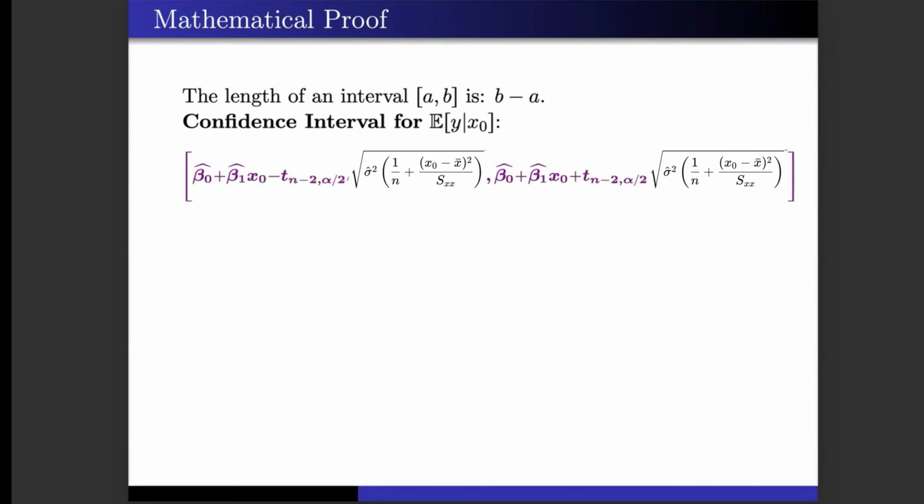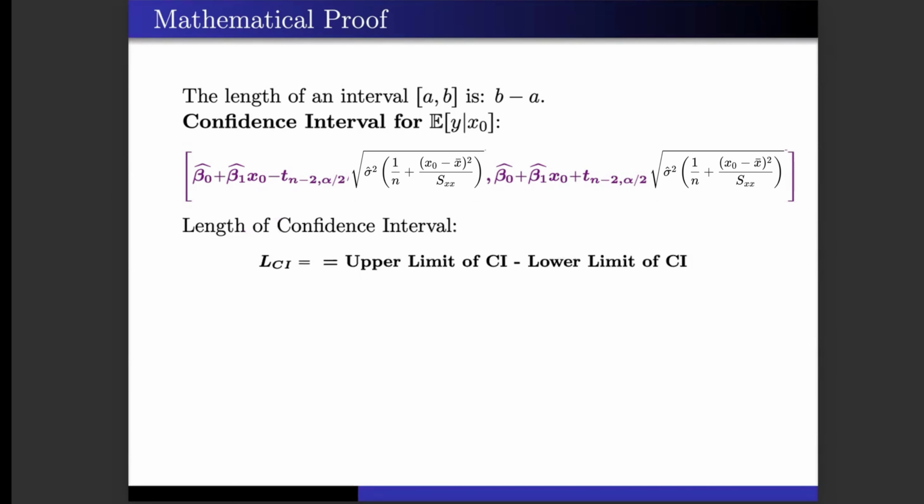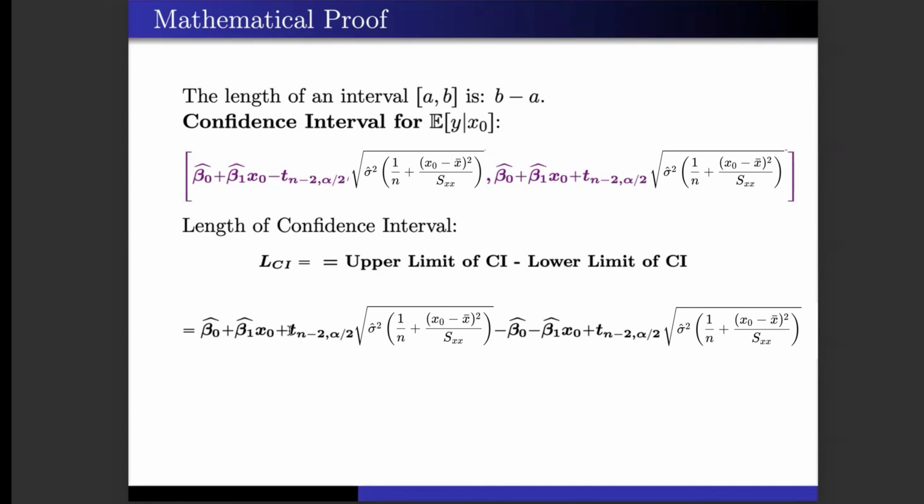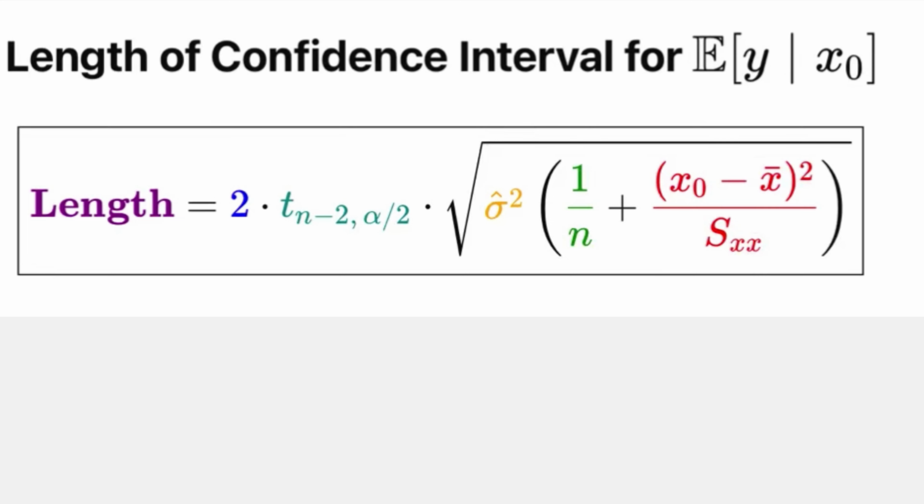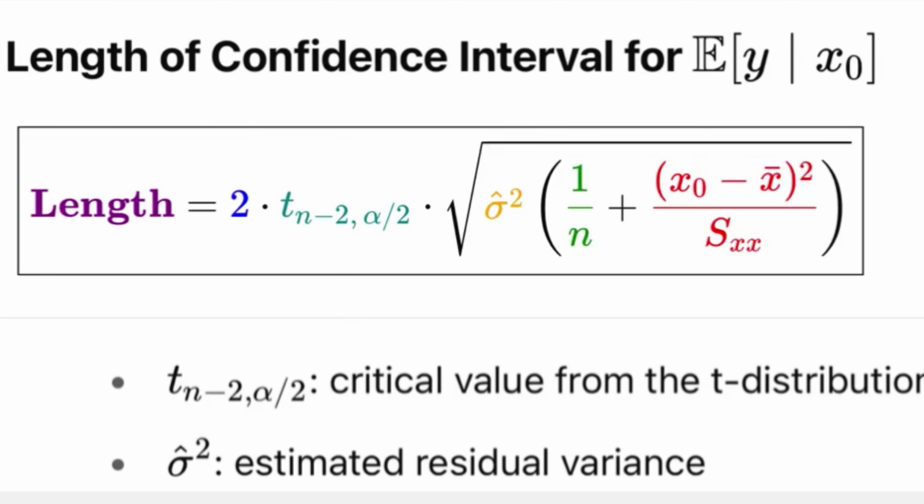We know the confidence interval for the expected value of y at a given point x naught, which is this. Now, if we try to find the width of this interval, the length of this interval, it would be equal to the upper limit of the confidence interval minus the lower limit of the confidence interval, which is equal to the upper limit, beta naught hat plus beta 1 hat x naught plus the t critical point times the square root of the variance, minus beta naught hat minus beta 1 hat x naught plus the t critical point times the square root of the variance. And if we simplify it, we get twice the critical point times the standard error.